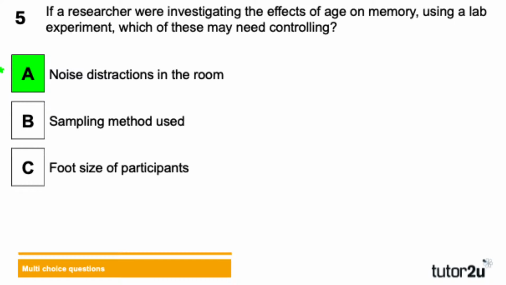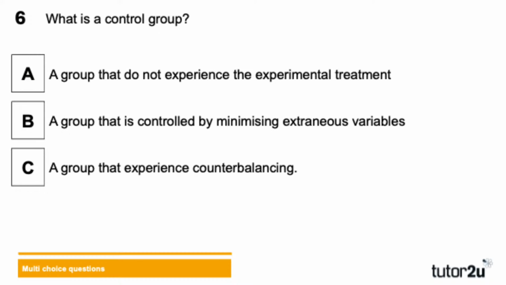Okay, number 6 then. What is a control group? A, B, or C? Okay, Chloe, you're very quick tonight. So we've got A from Chloe. Anybody else want to add any answers? Yeah, so a group that do not experience the experimental treatment.